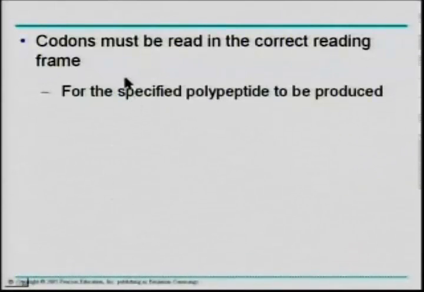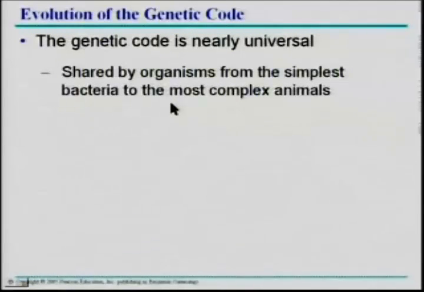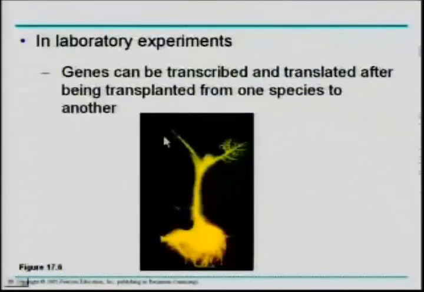So codons must be read in the correct reading frame for the specified polypeptide to be produced. Evolution of the genetic code: we note that the genetic code is nearly universal, shared by organisms from the simplest bacteria to the most complex animals, including the codons. There might be slight differences among species, but they are essentially universal.